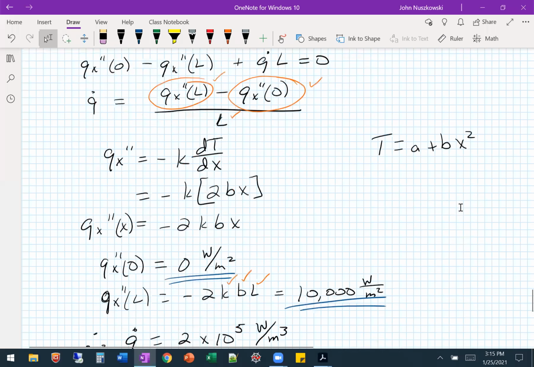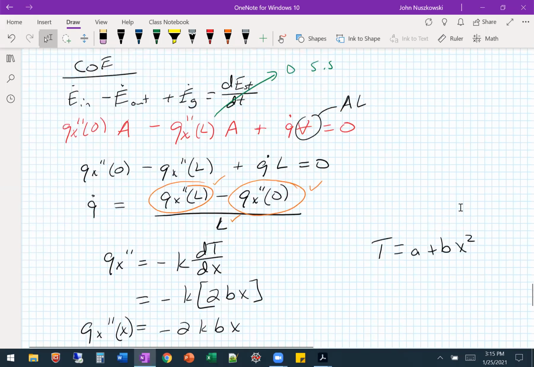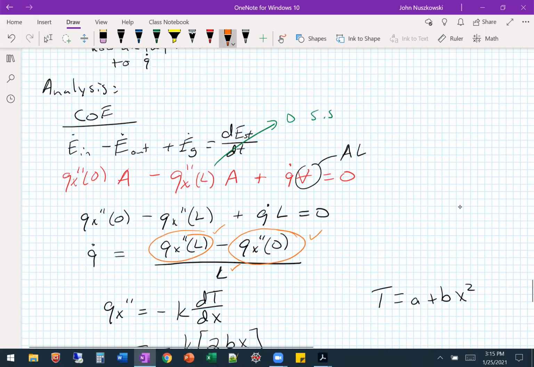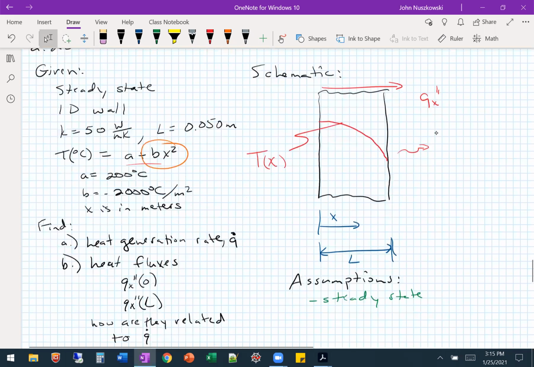Because if there wasn't generation, you would have heat flux in equal to heat flux out, and this would be 0. For that to occur, the slope has to be the same all the way through, which would mean it would have to be a line with just a constant slope like that, which would have no generation rate because the heat flux here and the heat flux there are the same.